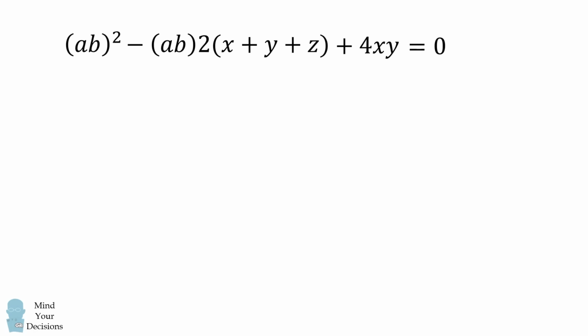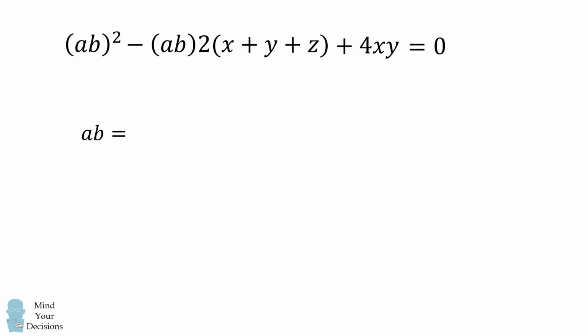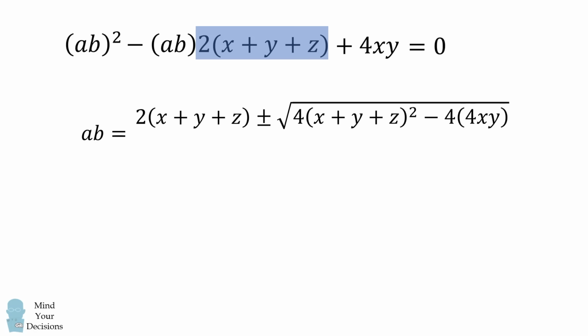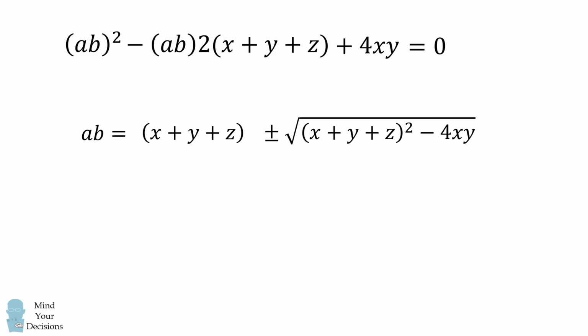This equation looks complicated, but it's actually something you should be able to solve. This is going to be a quadratic equation in the variable AB. So we can use the quadratic formula to solve it. AB will be equal to the opposite of the coefficient on AB plus or minus the following all over 2. We then will simplify the square root by factoring out a 2, and then these factors of 2 will all cancel out. So AB will be equal to X plus Y plus Z plus or minus the following square root.